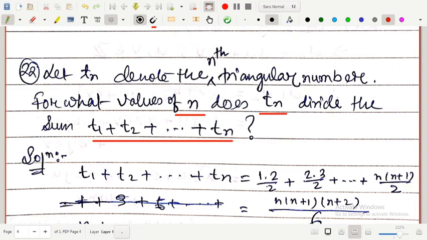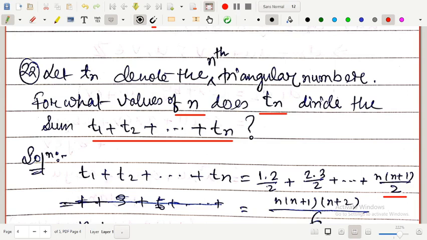Let's see what the values of such n are, such that Tn will divide the sum T1 plus T2 plus up to Tn. Now what is T1? T1 is 1, we are adding up to one term, so it is 1 into (1 plus 1) by 2. Fine. Next T2. T2 is 1 plus 2, so we are adding 2 into (2 plus 1) by 2. Next T3 will be 3 into (3 plus 1) by 2. Then T4 will be 4 into (4 plus 1) by 2. Such that Tn is n into (n plus 1) by 2. Understood what I am saying?